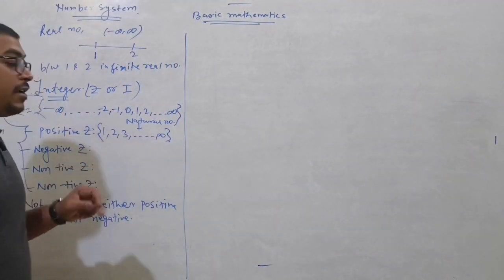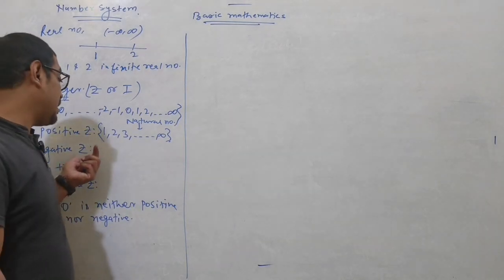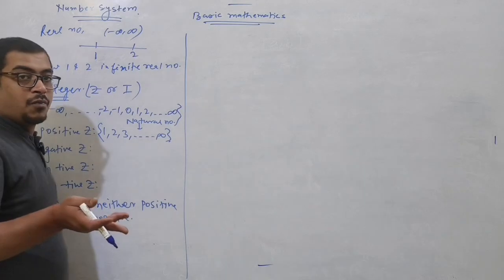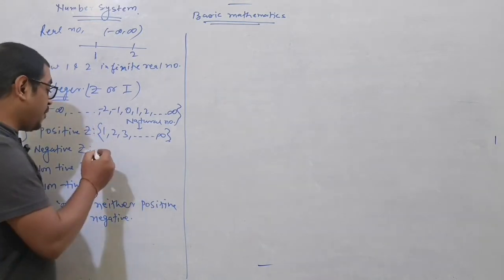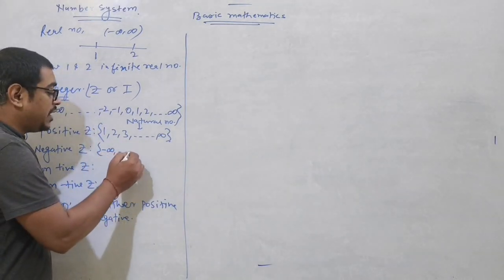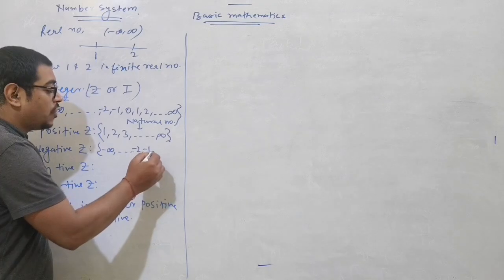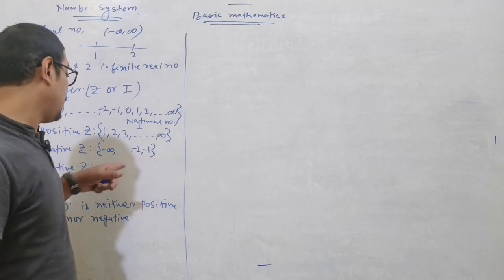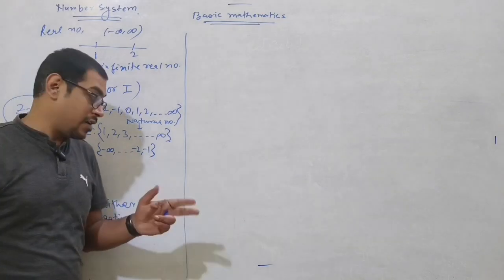Now come to negative integers. Negative integer means not positive, that is negative only. Start from minus infinity, -2, -1, that's it. You can't include 0, because if you include 0 then it would be considered a negative number.